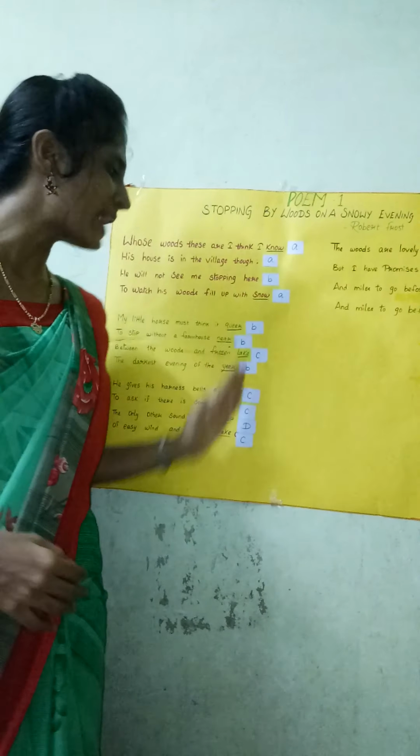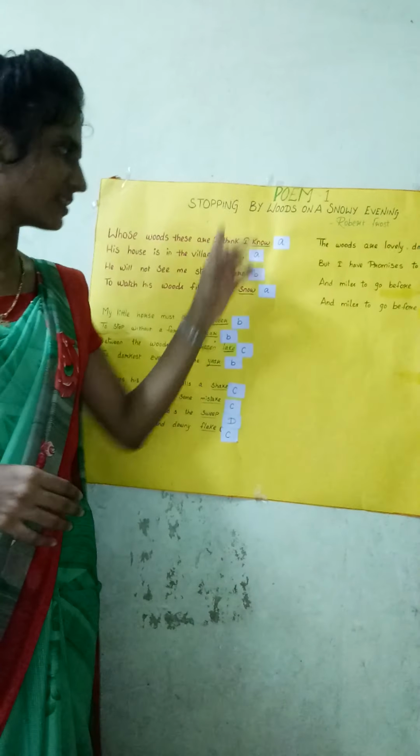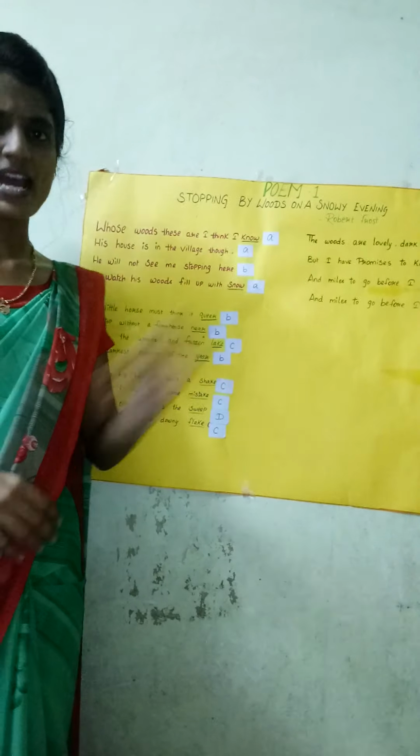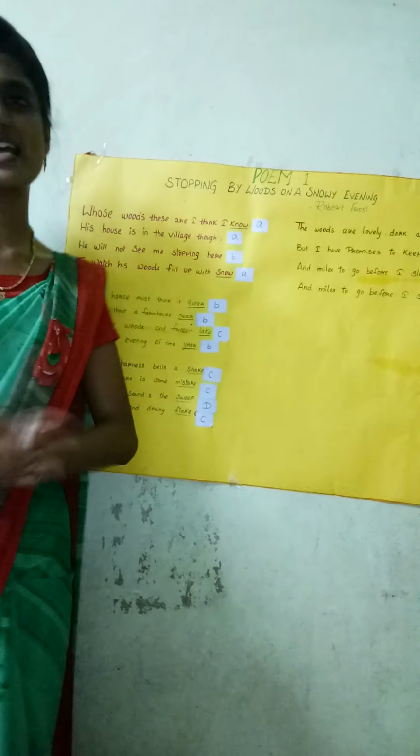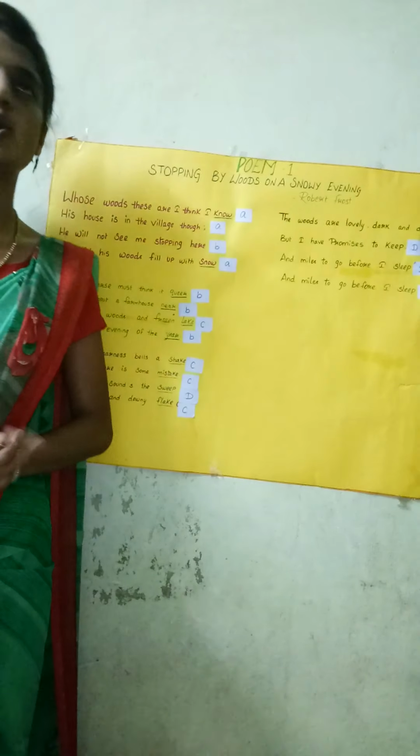And this poem has 4 stanzas. Each stanza has 4 lines, and in total 4 stanzas, that is 16 lines. This poem is 16 lines long, right? So what's the speciality of this poem?